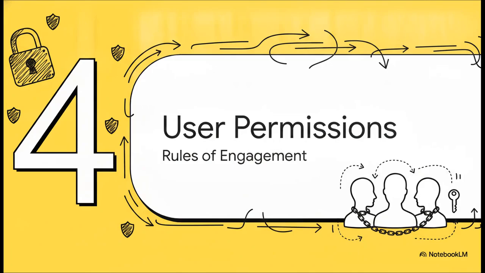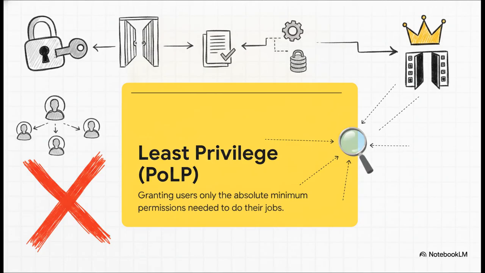Which brings us to Module 4, Locking Down User Permissions. If there is an absolute golden rule of information security, it's the principle of least privilege, or PoLP. This means granting users only the absolute minimum permissions they need to perform their specific tasks and nothing more. You never ever work out of the root superuser account unless it's absolutely necessary.